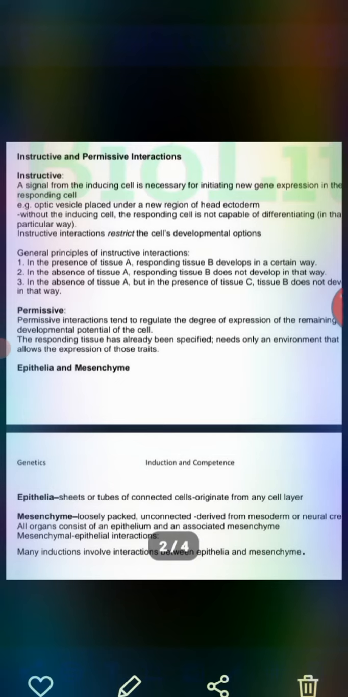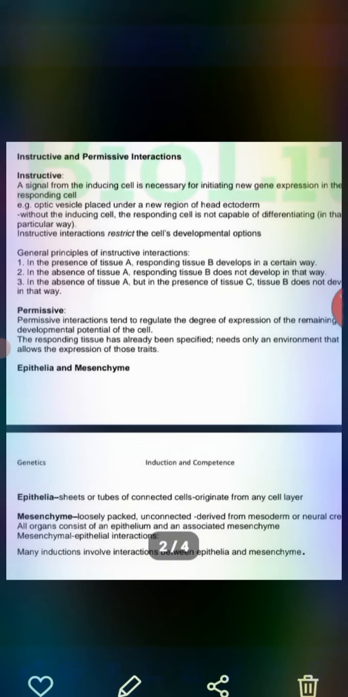So here the typical example is the lens formation in Xenopus, where the optic vesicle acts as the inducer and the head ectoderm as the responder. The optic vesicle sends signals to the head ectoderm, and the head ectoderm is competent to the signal sent by the inducer, and the head ectoderm determines its fate as the formation of lens. So the instructive interaction is the interaction between the inducer and the responder in which it restricts the developmental options.